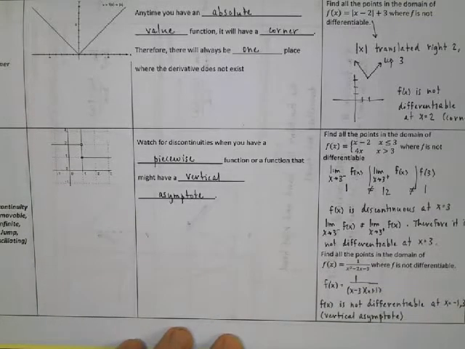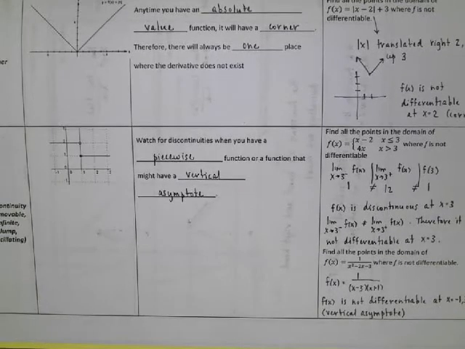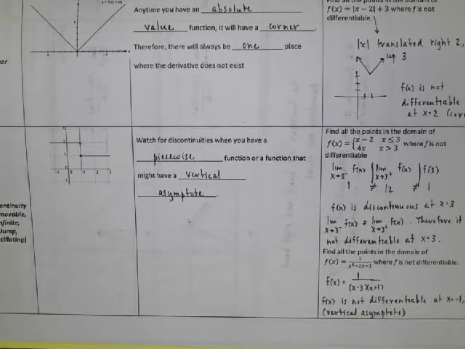So again, those are the 4 types of issues we're looking out for when it comes to differentiability. We're looking for those cusps or vertical tangents, with rational exponents, corners with absolute value functions, and then any function that's discontinuous at a point is automatically not differentiable at that point.